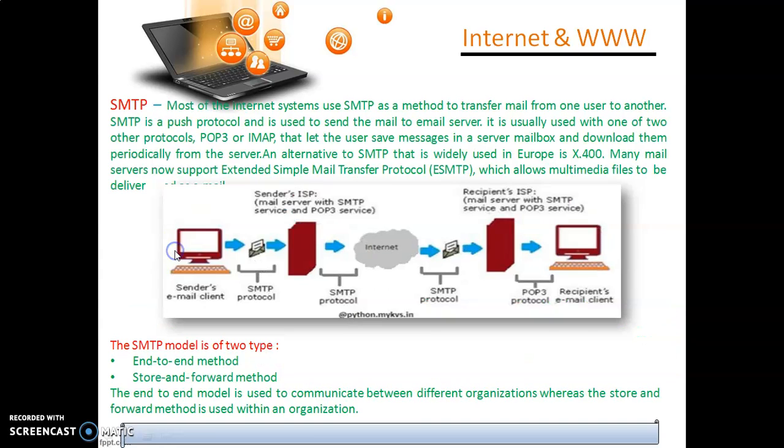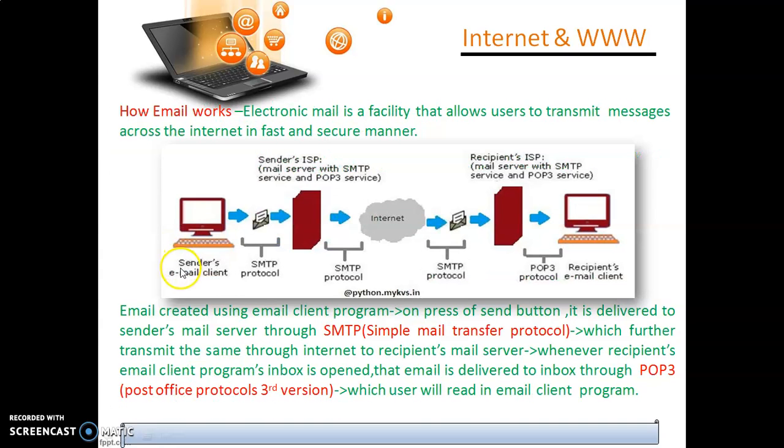Where is the diagram? Okay, this. Sender's email client. This is our machine. Like I am the sender, I am sending something. SMTP, Simple Mail Transfer Protocol, is the protocol which is used to send emails over the internet. Then it is an ISP server, meaning the service provider's server. Then again the SMTP protocol, it is connected to the internet. Now it is the sender's server, and again the SMTP protocol receives the message.